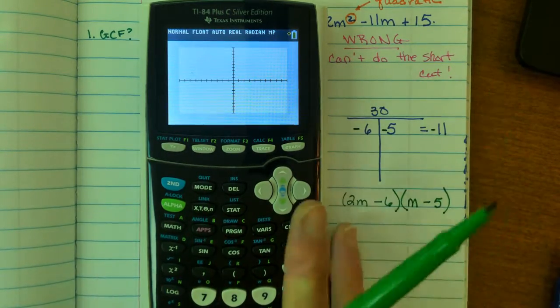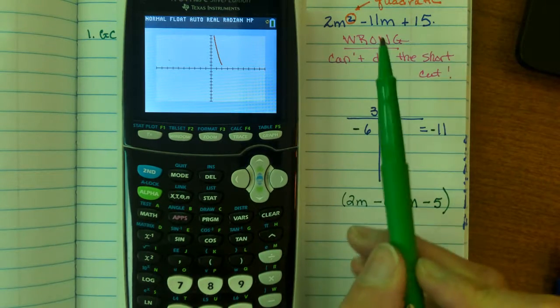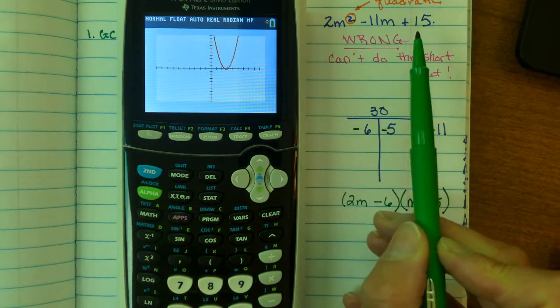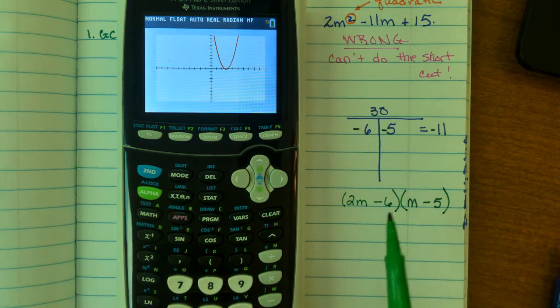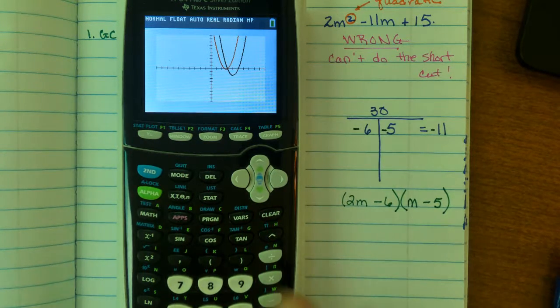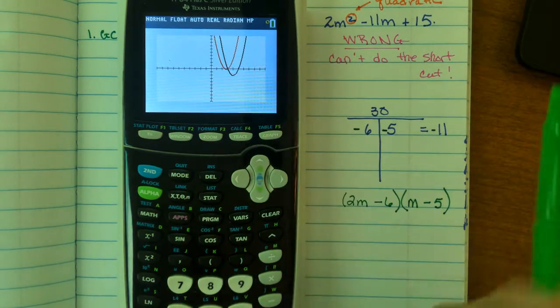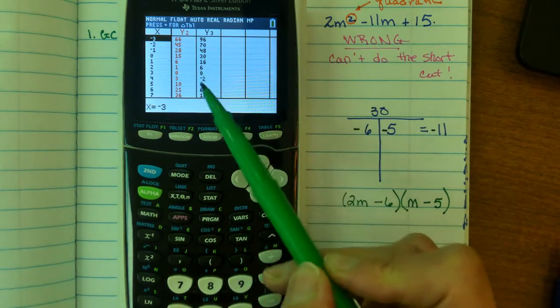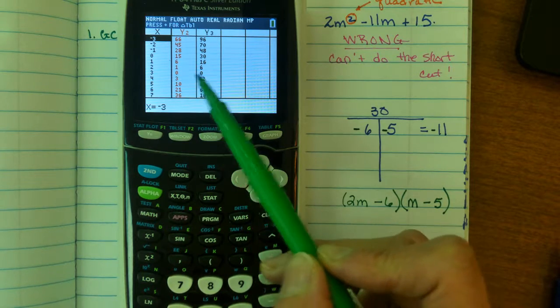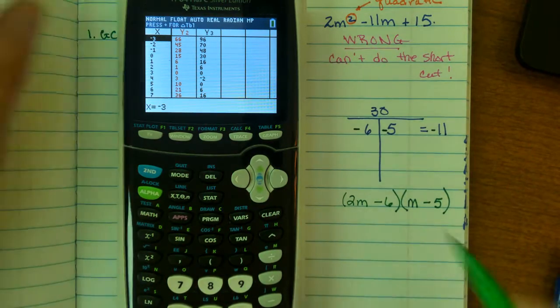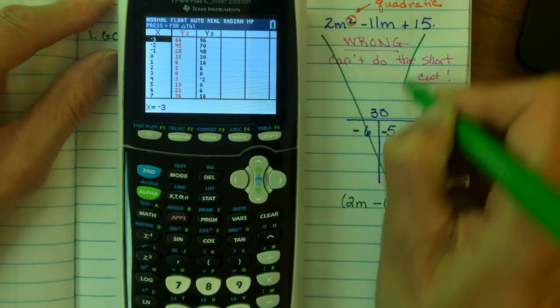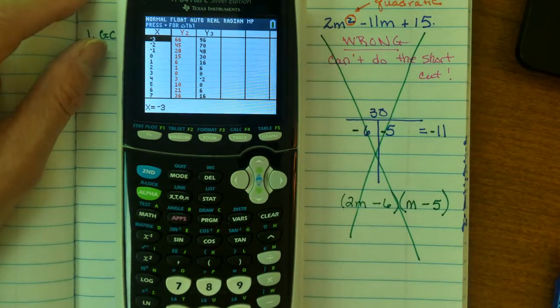So here is my original that's coming in. There's my 2m squared minus 11m plus 15. And then here's my other one that's coming in. You can see it did not graph the same. Okay? And so that means this is wrong. And also, if I were to look at my table, these numbers are totally different. The only thing they have in common are the y's are 0. So this here is wrong. You cannot do the shortcut, okay? You have to do the long way.